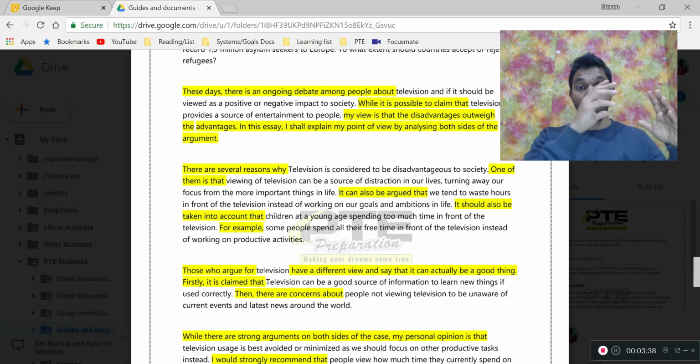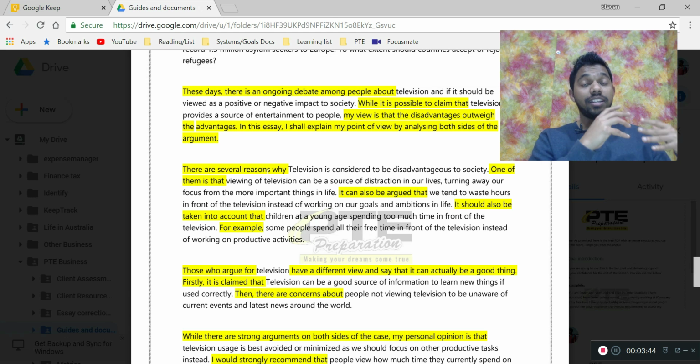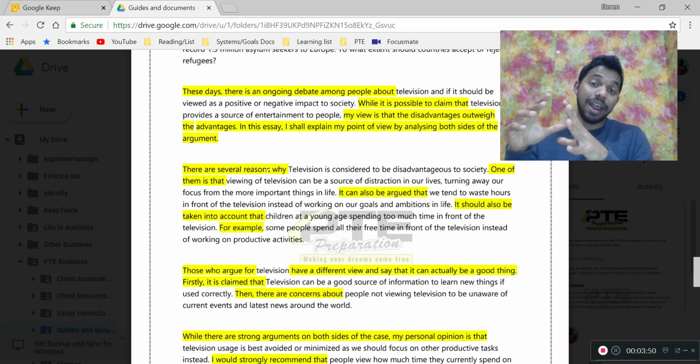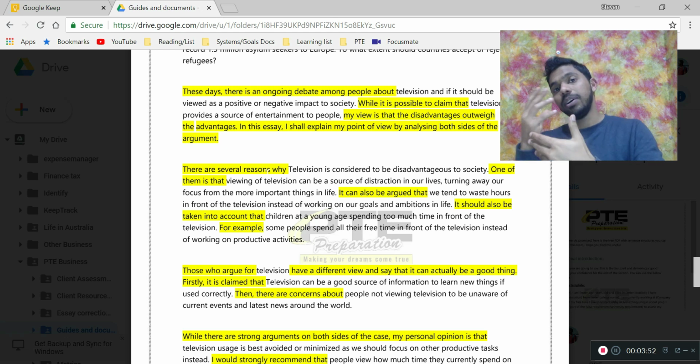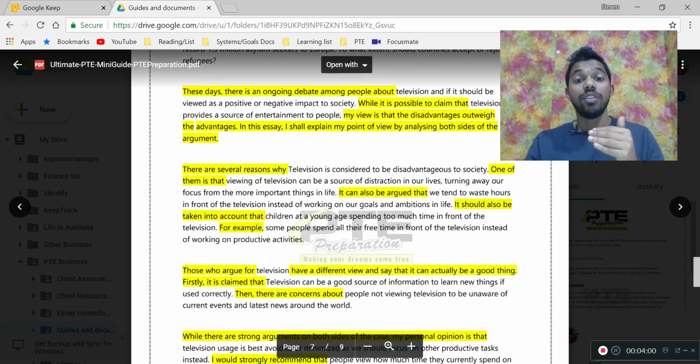So in our second paragraph, we talked about our stance, that we say television is disadvantageous, and we noted down different reasons for it. And in the third paragraph, we're talking about what the person on the other side of the argument says, and their reasons for it. Again, note that more emphasis has been given to the stand that we take.